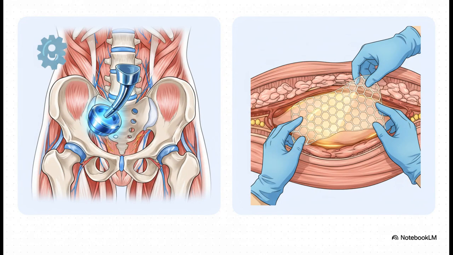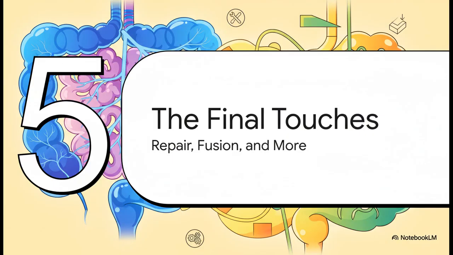Now, this is a really cool one. What's the difference between replacing something and just helping it out? A replacement does exactly what you think. A device, like an artificial hip, literally takes the place of a body part. But a supplement doesn't replace anything. It's added to reinforce or augment an existing body part, like the mesh used to make a hernia repair stronger. It's a helper.